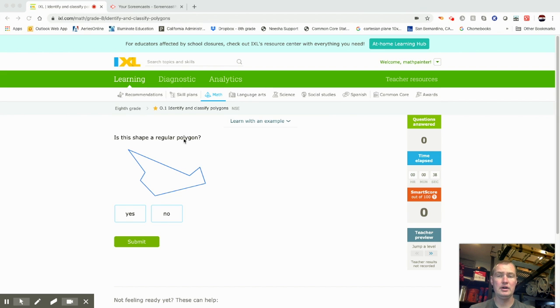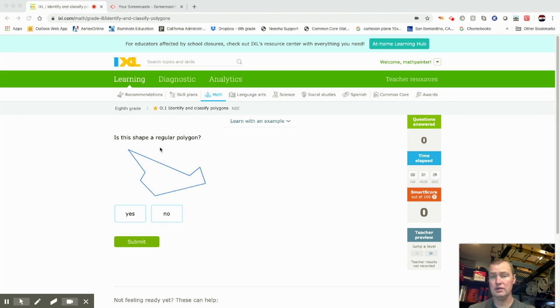A regular polygon is a closed-sided figure, which this one is, but the word regular means that all the sides are the same and all the angles are the same. So notice that this side right here is way longer than this side and this itty bitty side right here. So a regular polygon is all the same sides and all the same angles. Now, if it's just a polygon, well, that's any shape that is a closed figure.